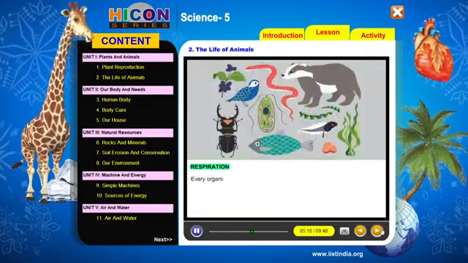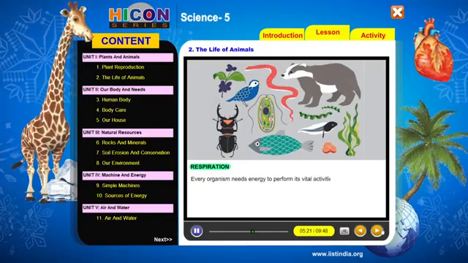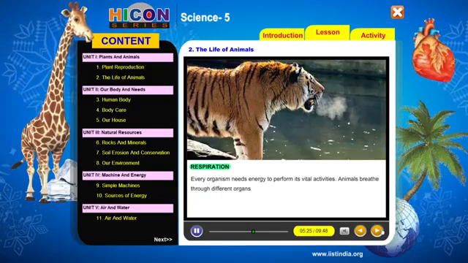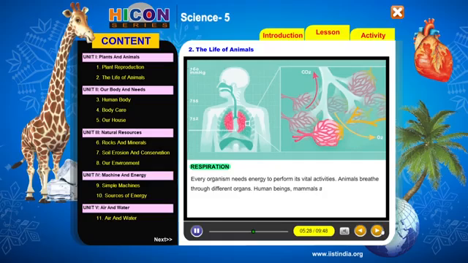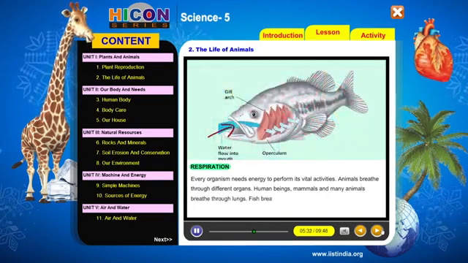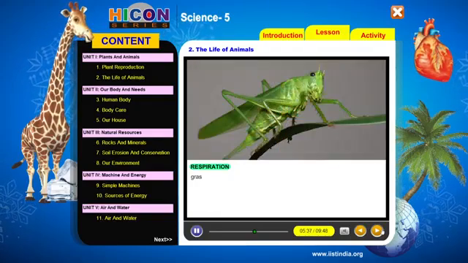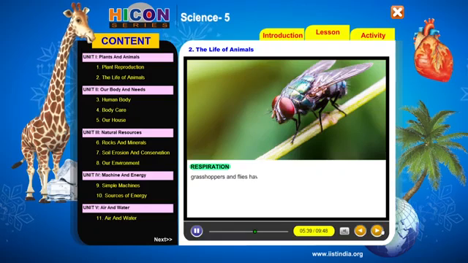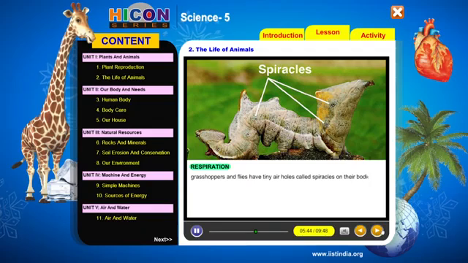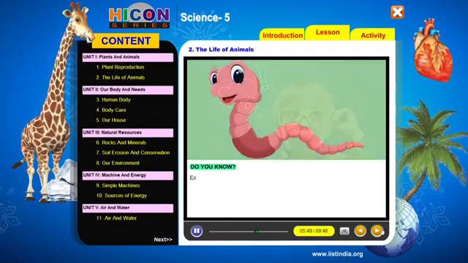Respiration. Every organism needs energy to perform its vital activities. Animals breathe through different organs. Human beings, mammals, and many animals breathe through lungs. Fish breathe through gills. Insects like cockroaches, grasshoppers, and flies have tiny air holes called spiracles on their bodies with which they breathe.